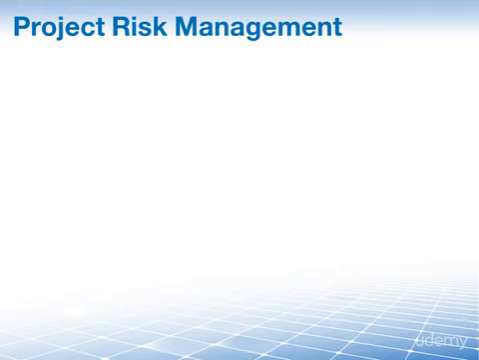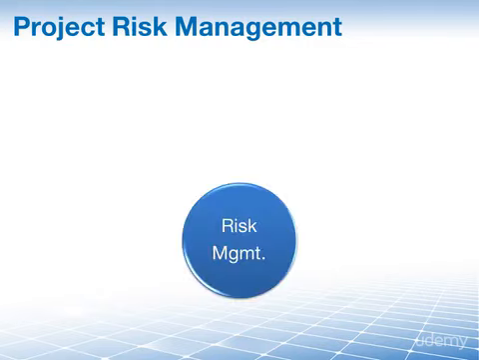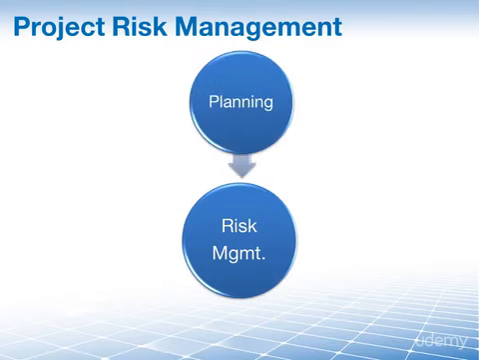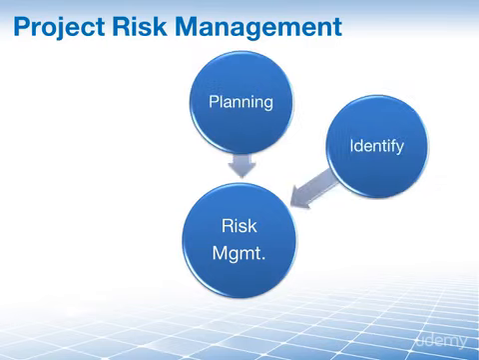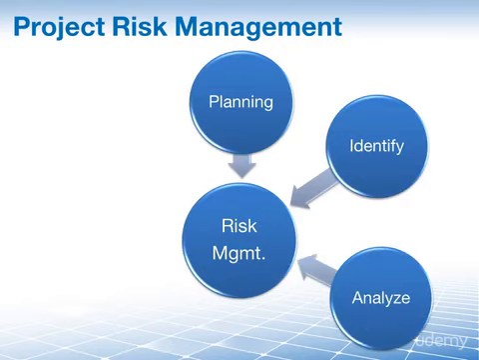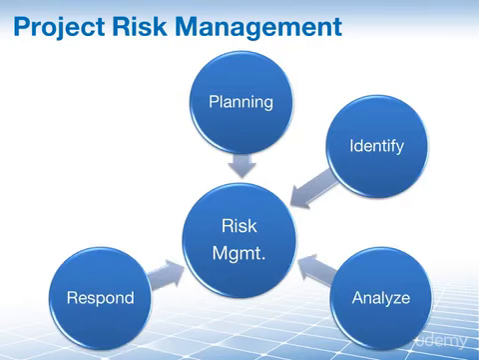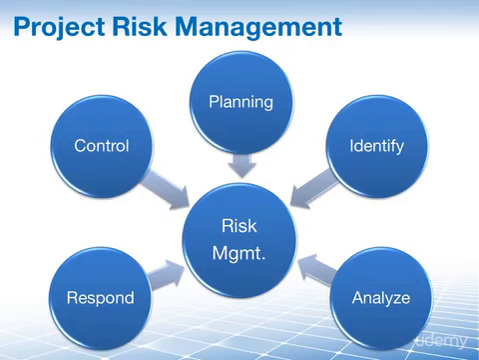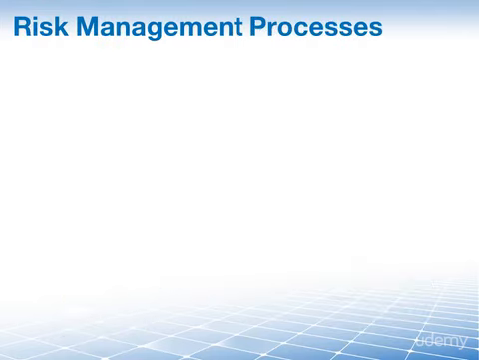The PMBOK guide defines project risk management as the knowledge area that includes the processes of conducting risk management planning, risk management identification, analysis, response planning, as well as risk management controlling on a project. And even though the previous slide only had 5 bubbles around project risk management, we have 6 processes that help us execute all of that.